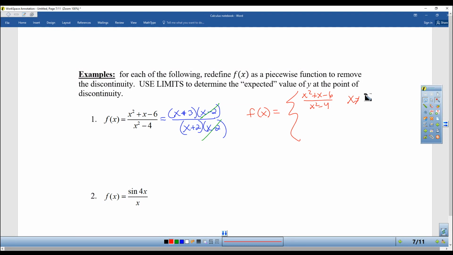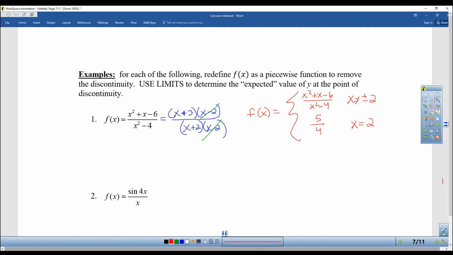But here, x cannot be equal to plus or minus 2. But you can remove the discontinuity at 2. I can get rid of that. So again, the question is, what goes here? You have two choices. Some people are going to write x plus 3 over x plus 2. Or some people are going to say, well, I'm just going to plug the 2 in, which would give me 5 over 4. That is probably the more common thing to do.